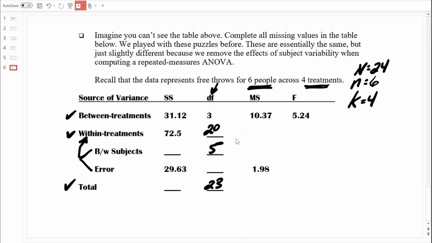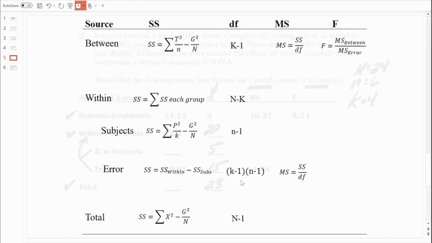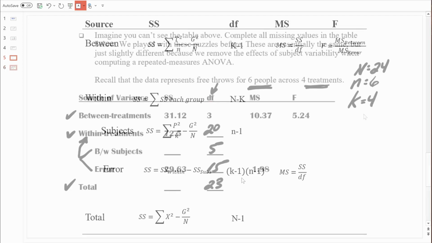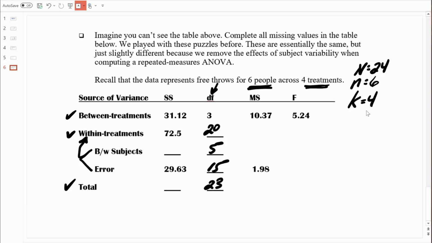Remember, degrees of freedom between subjects plus degrees of freedom error must equal 20. 5 plus something must equal 20. So this must equal 15. Let's go back and look at the formula for degrees of freedom error and see if that number, 15, makes sense based on that formula. Here's the formula for degrees of freedom error. K minus 1 multiplied by N minus 1. K minus 1 would equal 3. N minus 1 would equal 5. 3 times 5 is 15, so we're still on the right track.